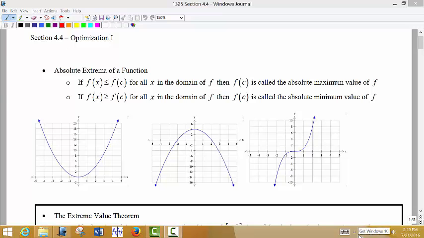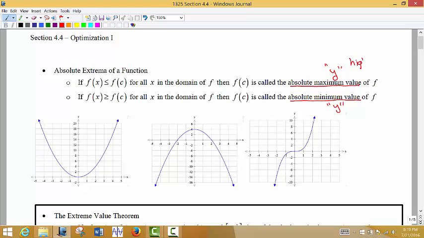Here in section 4.4, we're going to be looking at what we call optimization problems. And part of working with optimization is looking for what we call the absolute extrema of a function. So we're looking for the absolute maximum value that a function will reach, and the absolute maximum values are the y values, and the absolute minimum values are also the y values. So the absolute maximum and minimum values.